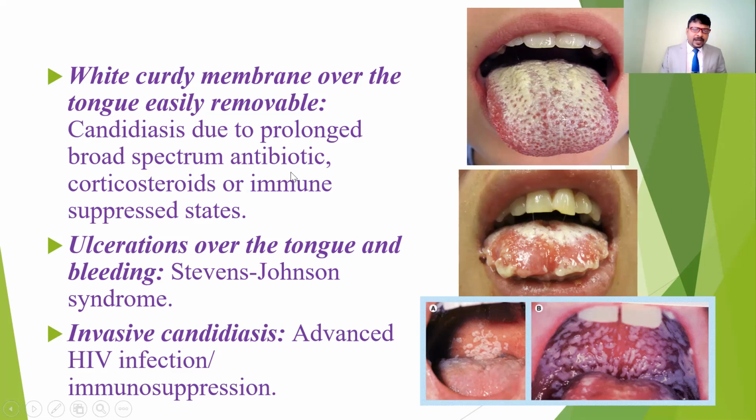And also there is ulceration over the tongue and also bleeding. So they get bleeding and also ulcers and a wound-like appearance. This is found in Stevens-Johnson syndrome. Most commonly, there is bleeding, the tongue becomes coated, and ulcerations may form.